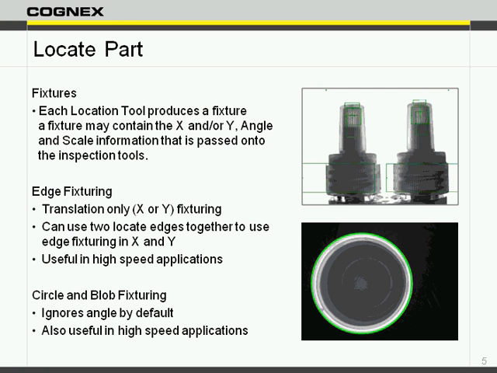Here's a couple of examples of fixtures. On the top you see the location tool, and you can see that it again contains X, Y, angle, and scale information. Edge fixturing is only X and Y. You can also use two edges, which is what the photo on the top right is doing. We've located two edges on the air fresheners there, and that is going to be our locator or fixture. We also use circles or blobs.